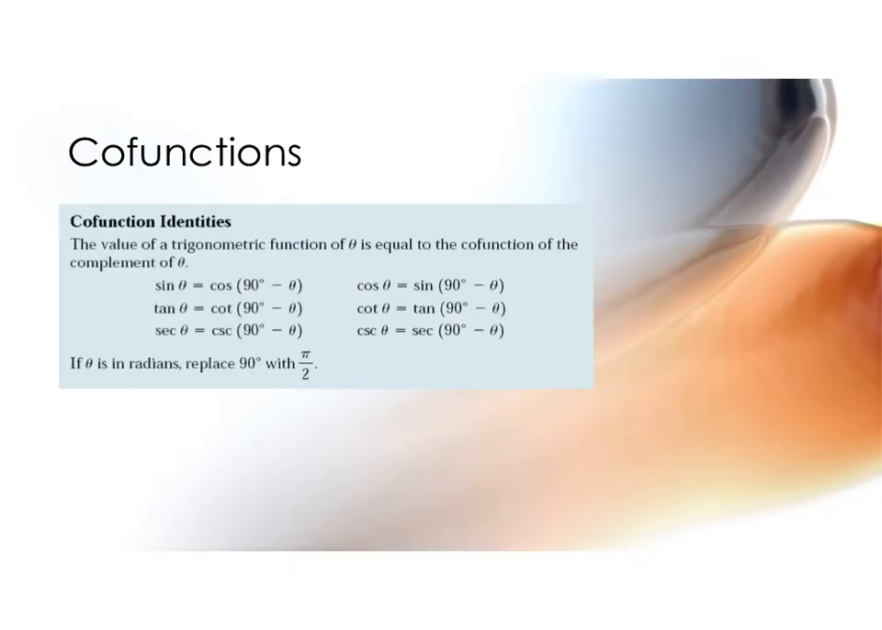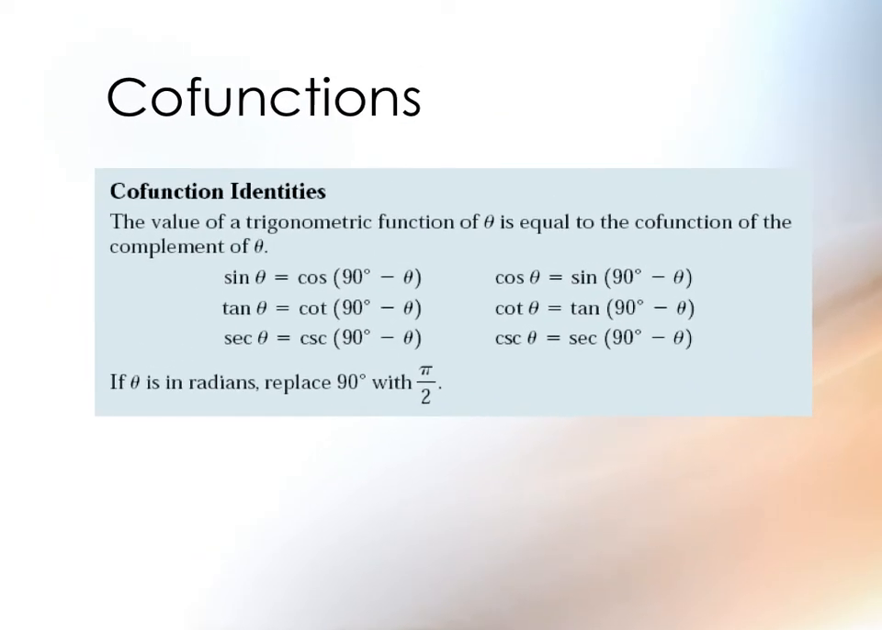Okay, so cofunctions are functions that have a relationship with each other based on their acute angle. So the value of a trig function of theta is equal to the cofunction of the complement of theta. What does complement mean? Equal to 90 degrees.